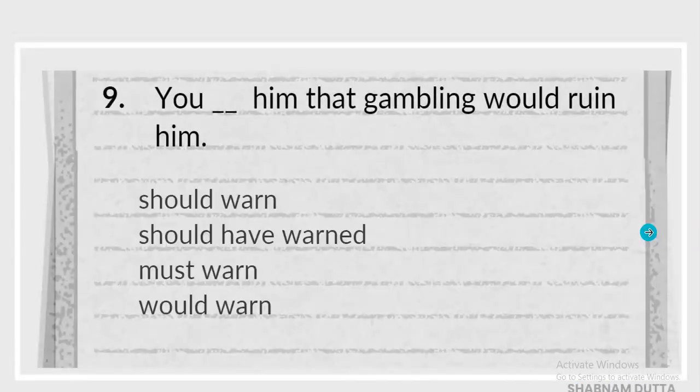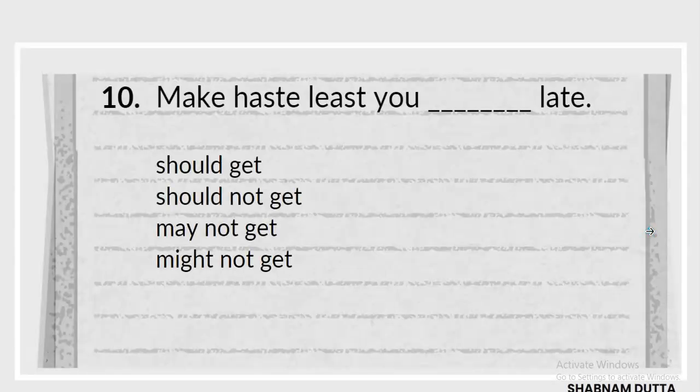Question number 9. You dash him that gambling would ruin him. Should warn, should have warned, must warn or would warn. And question number 10. Make haste lest you dash late. Should get, should not get, may not get or might not get. I hope you remember that we have discussed these kind of questions in the previous episodes. If not, then quickly go back and revise it before you attempt to answer these questions.